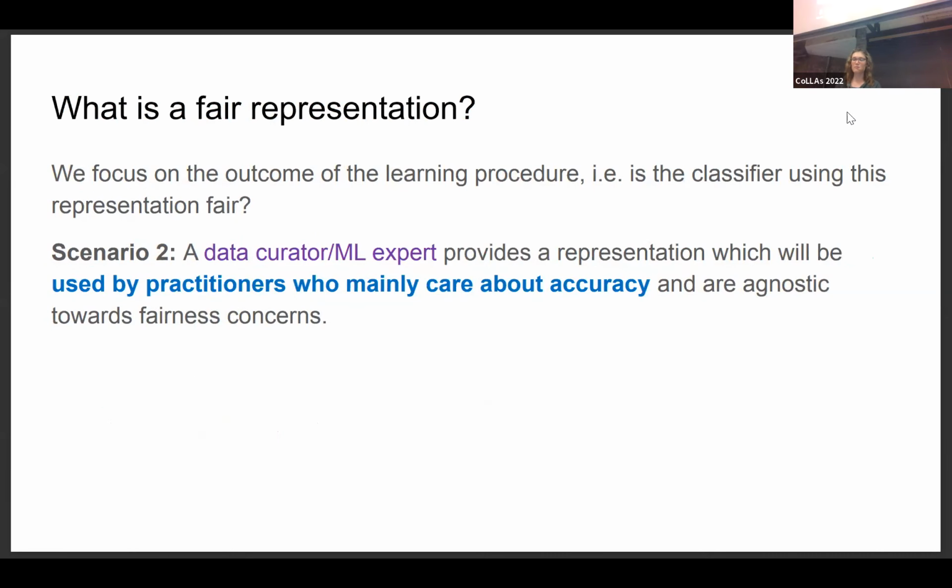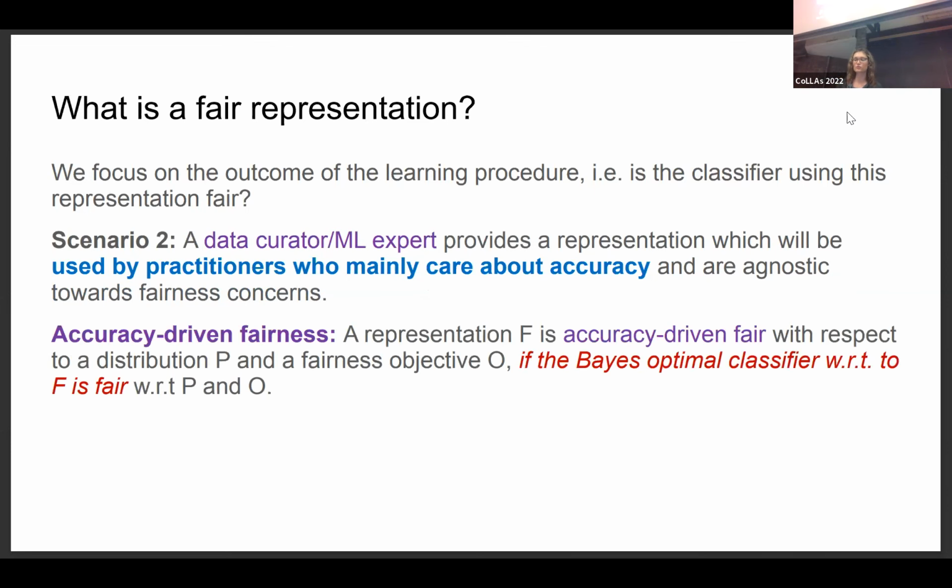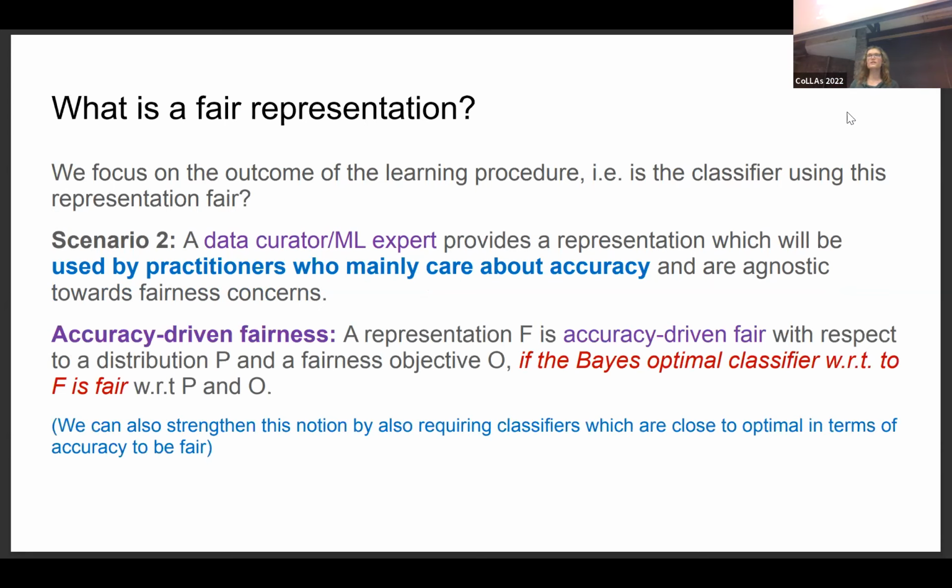A different scenario is the setting in which we have practitioners who mainly want to optimize for accuracy. They care maybe a little bit about fairness, but they don't want to put a lot of effort into training fair classifiers. So they have a data curator who wants to make a representation that can then be used by practitioners who optimize for accuracy. In this scenario, we don't need to guarantee that every classifier on top of this representation is fair, but rather we can restrict ourselves to the Bayes optima, requiring that the Bayes optimal classifier is fair, or possibly also saying that we want optimal classifiers to fulfill some fairness requirement.